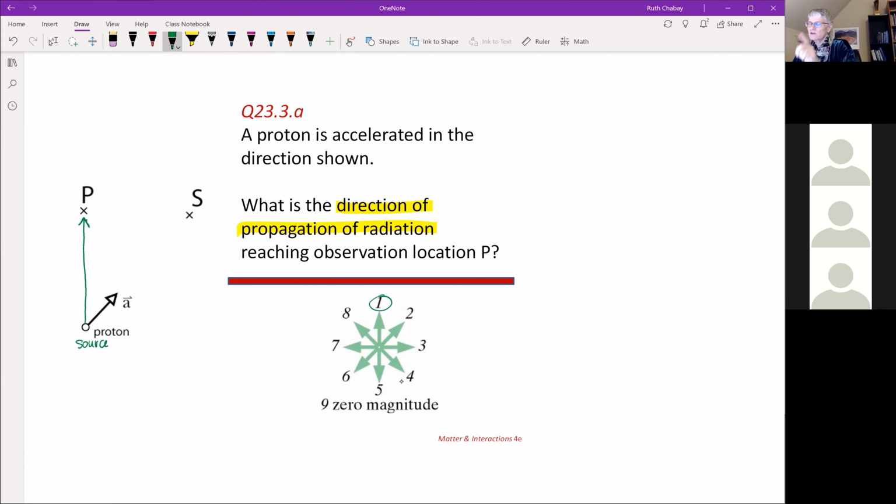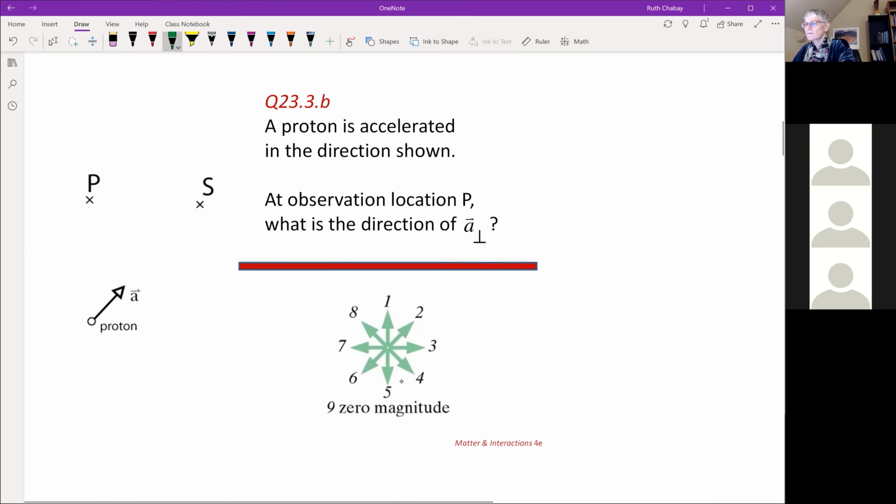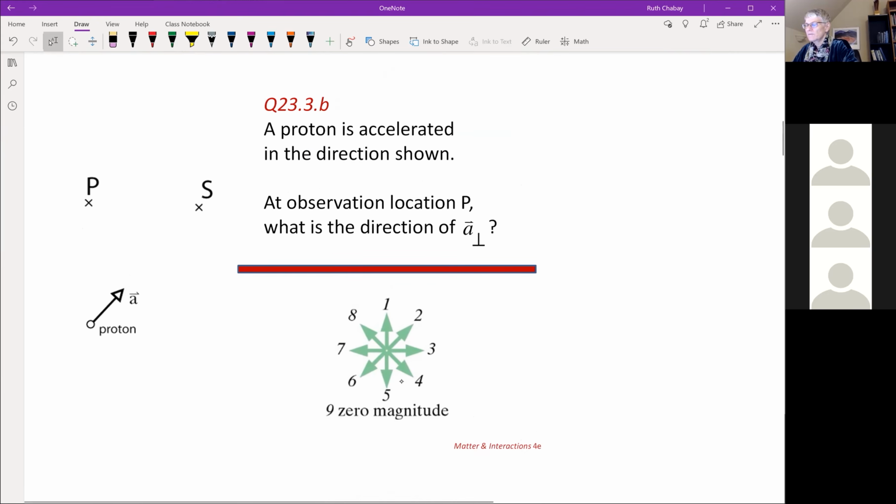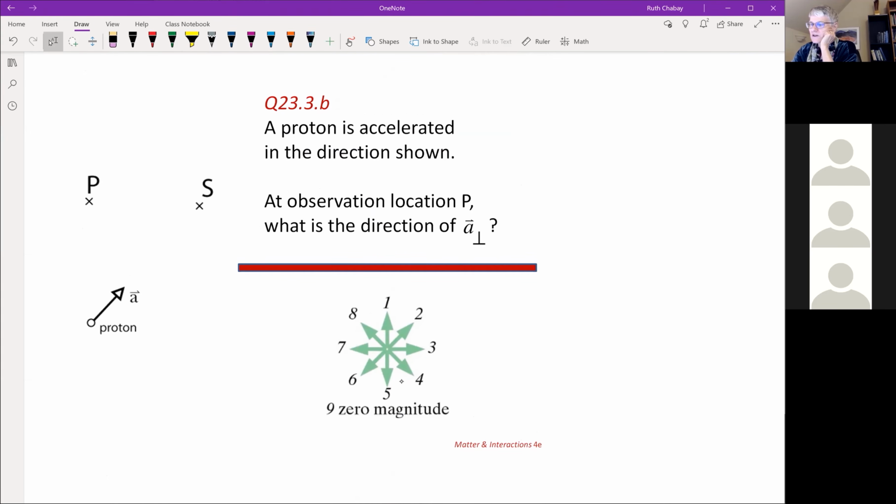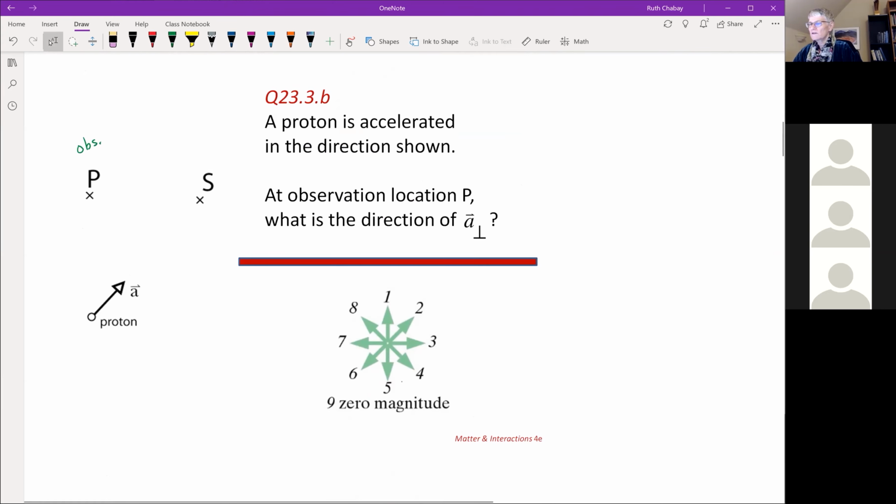Okay, so the direction of propagation is straight up. Now with the same observation location, so the same observation location P, what is the direction of A perpendicular? Okay, awesome. You're definitely on it.